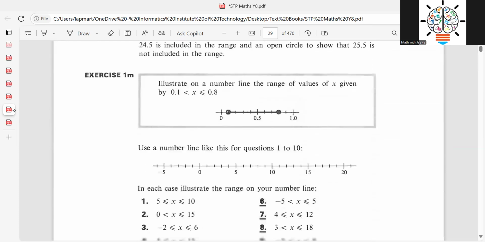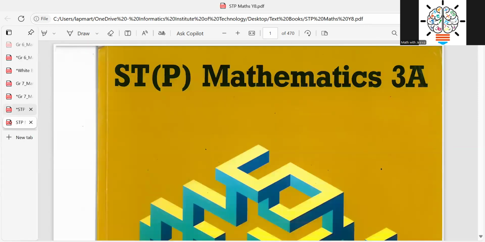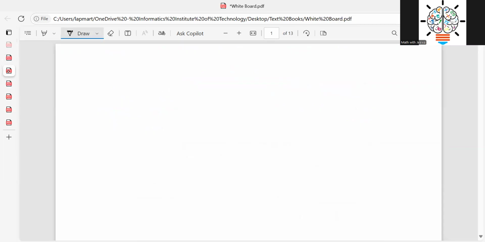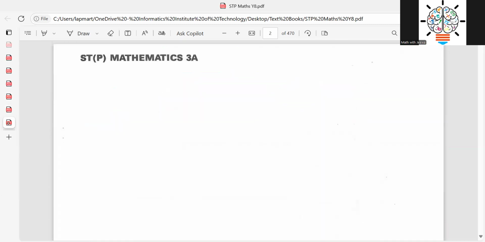Now, let's say your weight is something like this. Let's say your weight is 58 kilograms, 58 kilograms to the nearest kilogram. Now we want to get the exact value. This is not the exact weight. This is a rough estimate to the nearest kilogram.